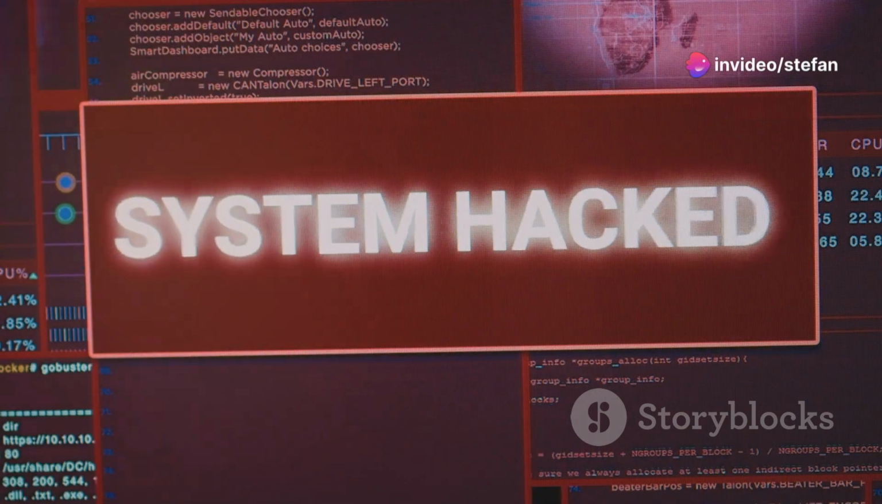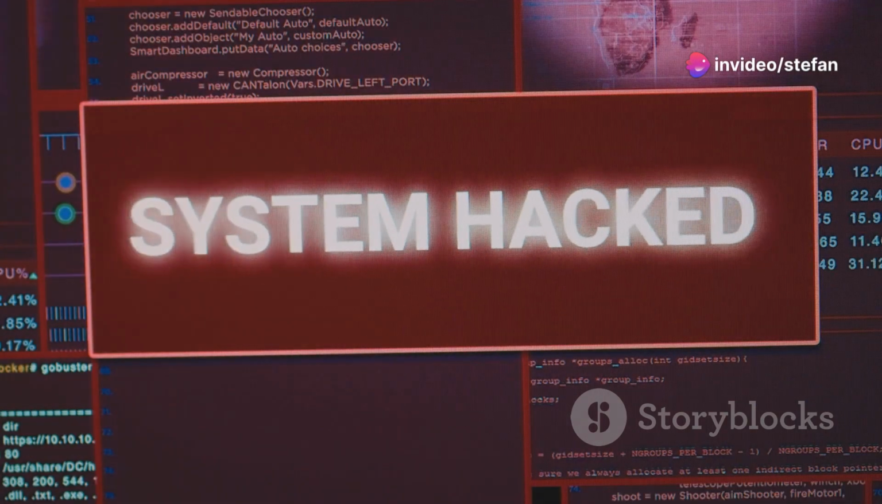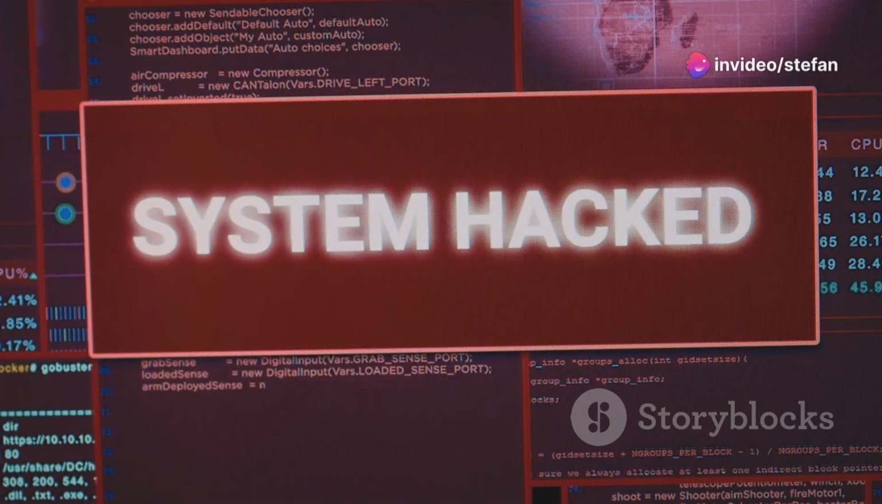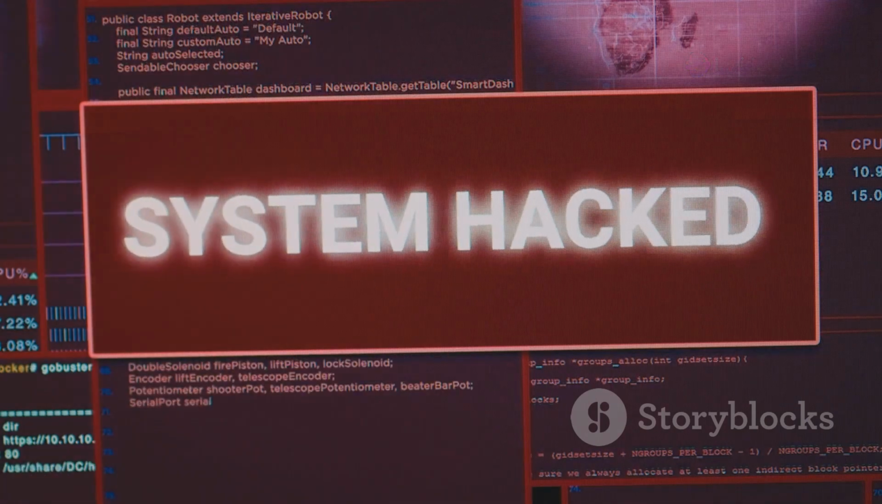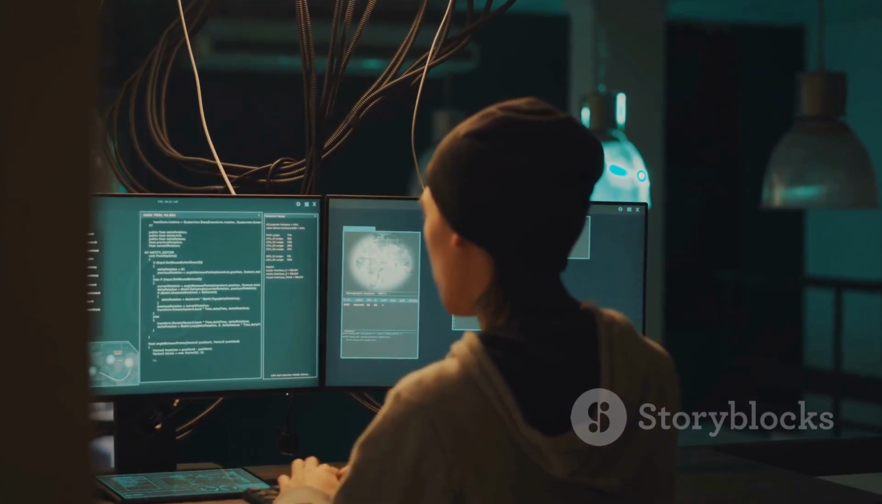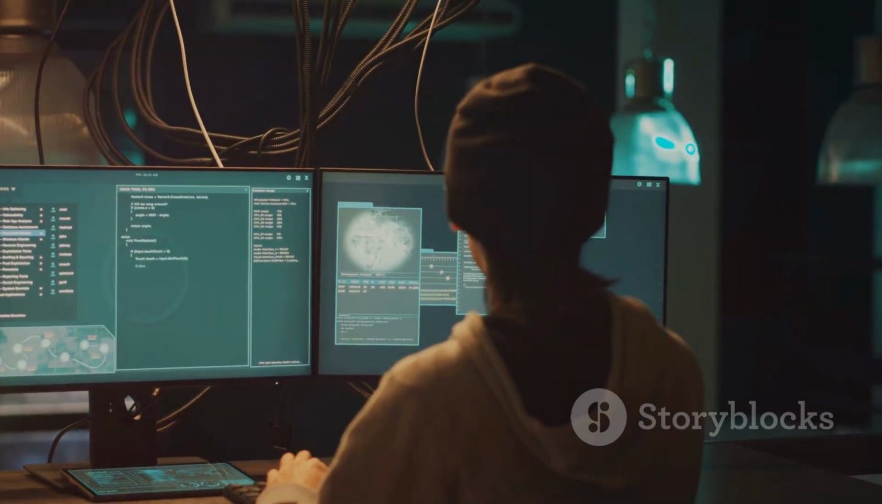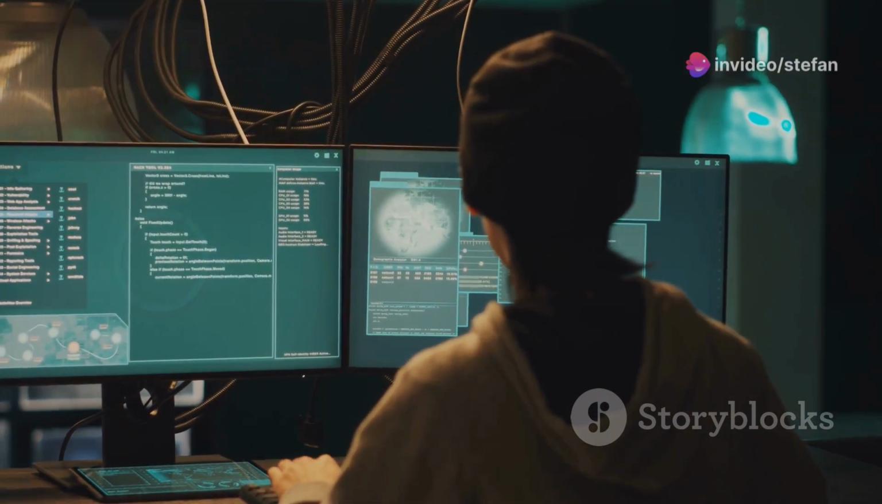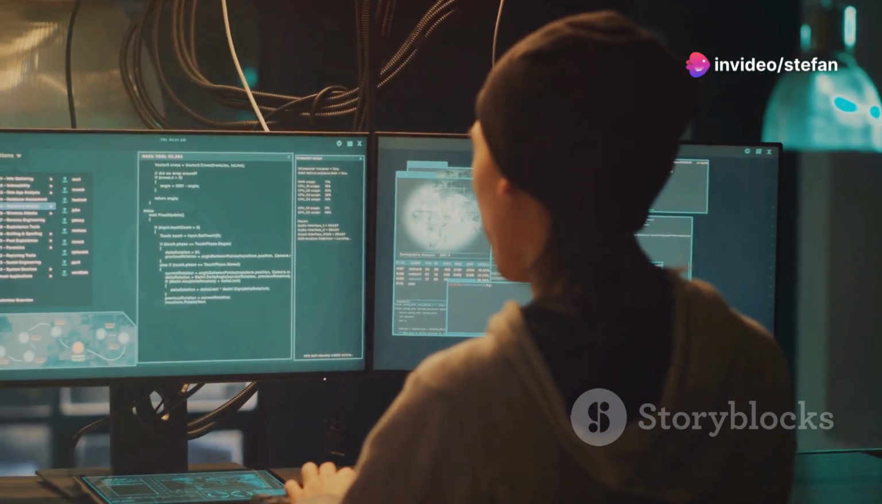Moving on, we have using components with known vulnerabilities. It's as straightforward as it sounds. Developers often use components like libraries and frameworks that have known security flaws. It's like using a faulty foundation for your house. If the foundation crumbles, so does everything built on top of it.